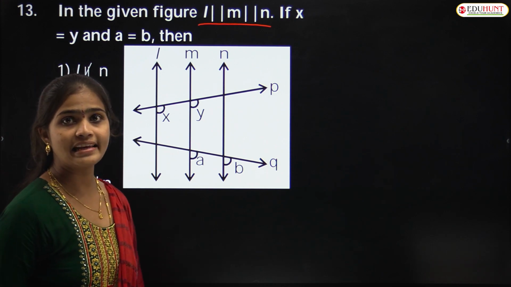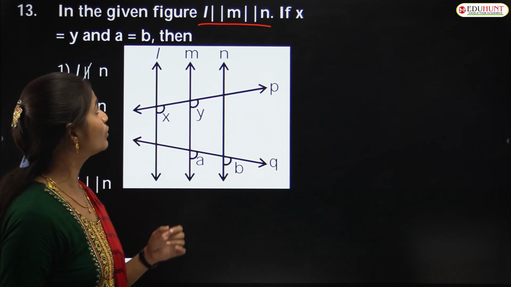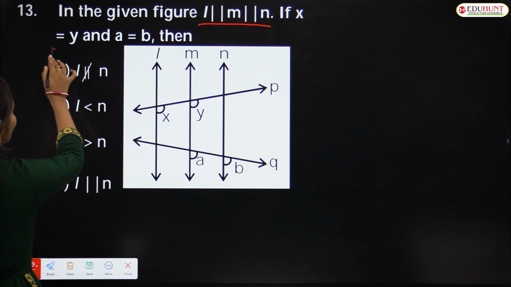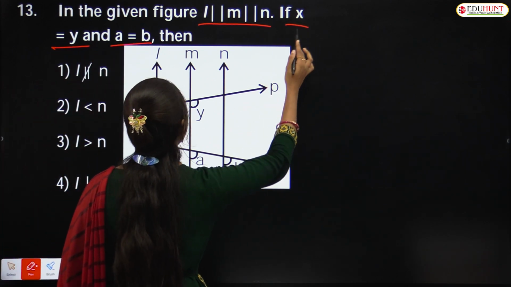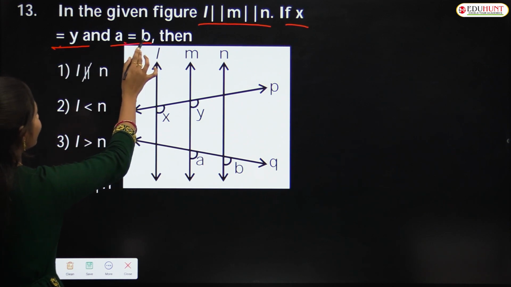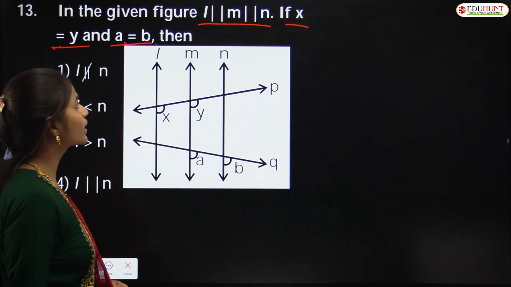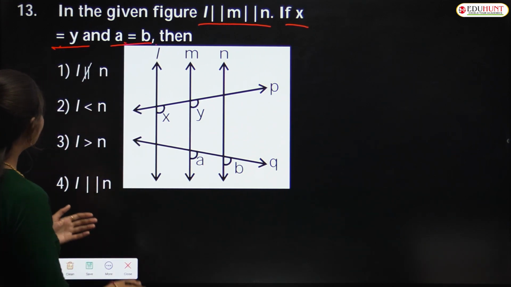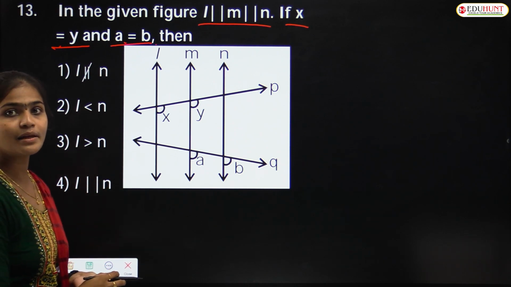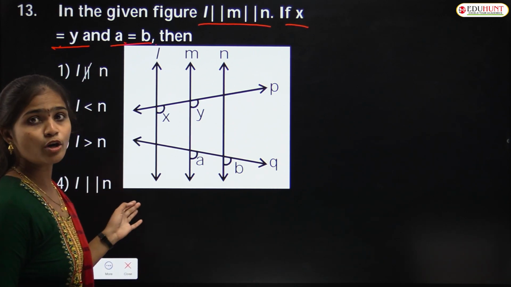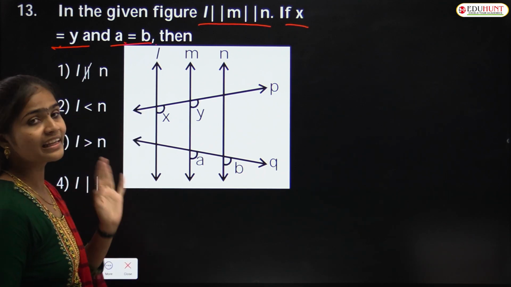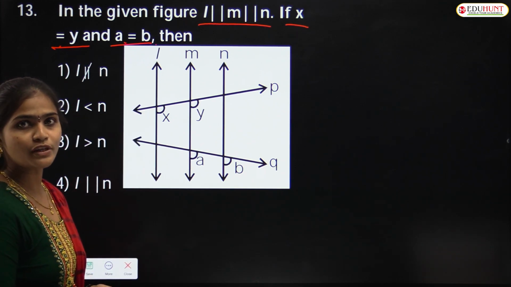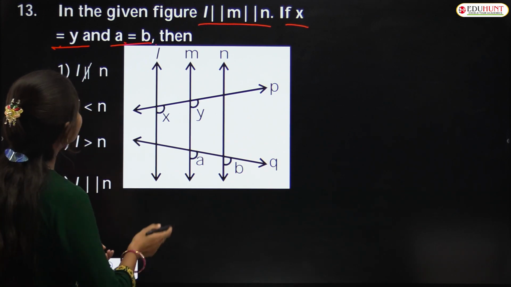to N. L is parallel to M is parallel to N. If x is equal to y, A is equal to B, what is the reason? Here, by seeing the options, directly we can mark one answer. Or else, the answer is also there in the given question itself. If you observe it clearly, read that question once again.